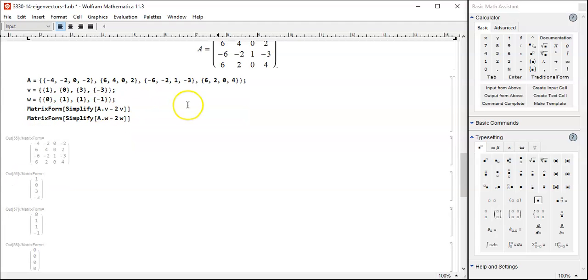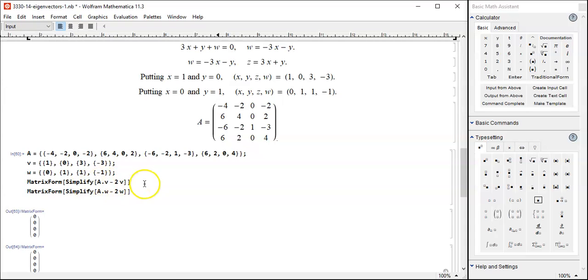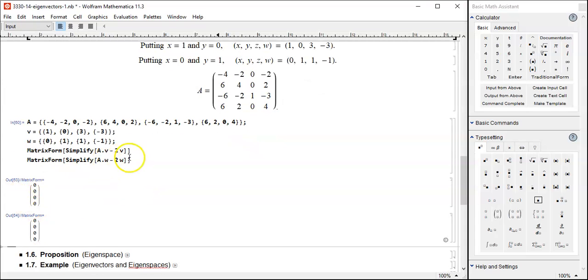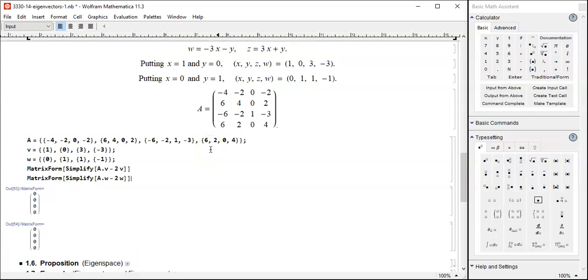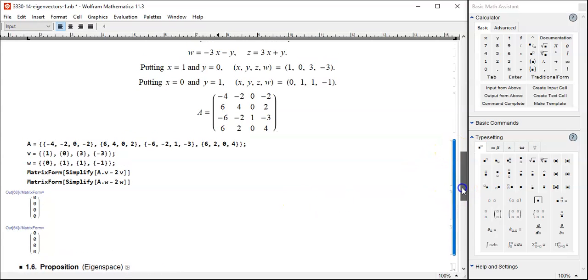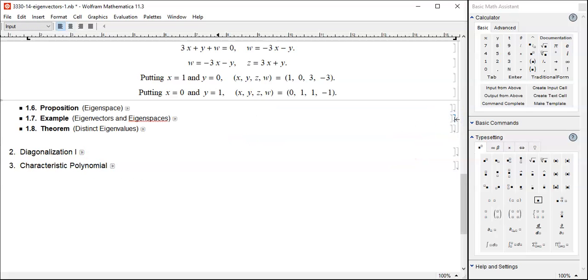And then let's check the matrix form for AV minus 2V. We need this dot for matrix multiplication. AV minus 2V is 0. AW minus 2W, again, is the 0 matrix. So yes, AV and 2V are the same, and AW and 2W are the same. So that satisfies the checking process, and we know we did everything correctly. And let's go back.